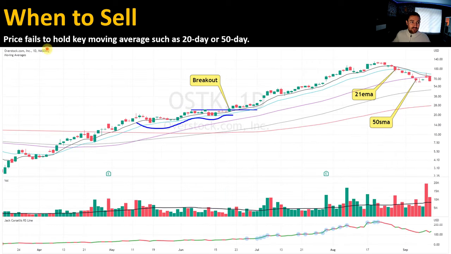And then this one here, price fails to hold key moving averages such as the 20-day or 50-day. This is Overstock. This is where I bought it coming through in here. So VCP action, tight, tight, tight. You get the 1-2 punch, lowest volume bar in the base. And then it gets out here. And then here's the break of the 21. Here's the break of the 50 SMA. And this stock goes on a run from $28 to over $100.